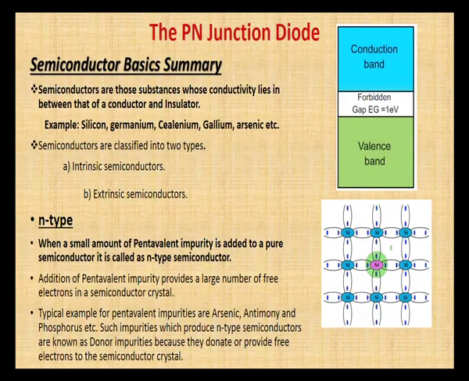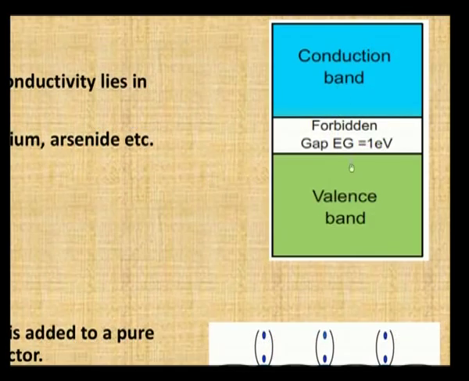Semiconductors are the devices whose conductivity lies between the conductor and the insulator. This is how it looks like. The conduction band and the valence band will be apart, and there is a forbidden gap. It is very narrow compared to the insulator. As in the case of a conductor, there will be no forbidden gap. Both the conduction band and valence band are almost merged together.